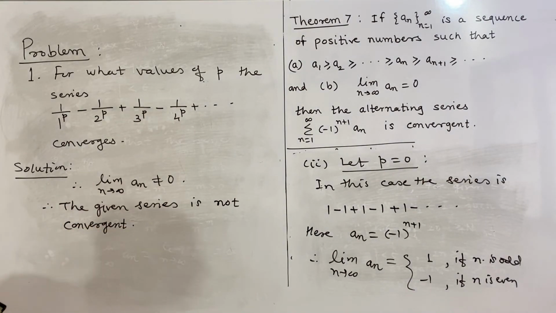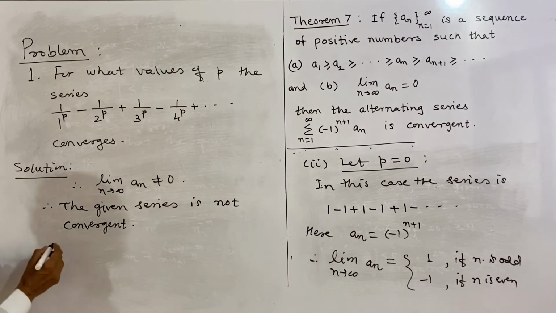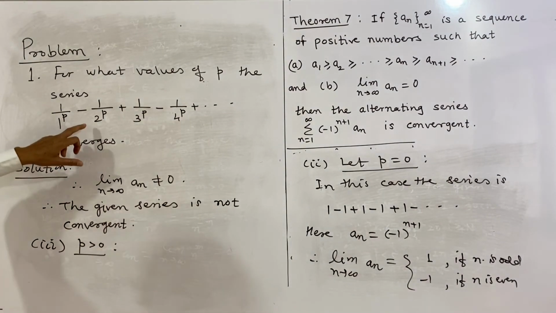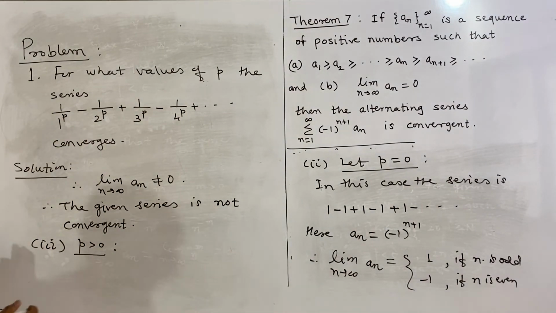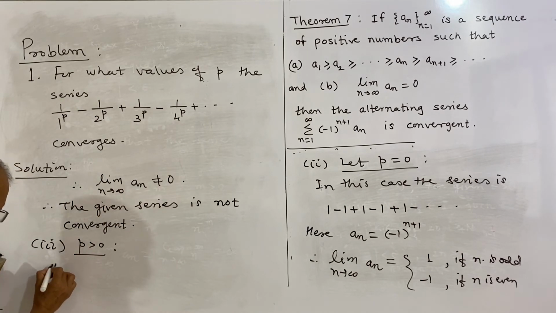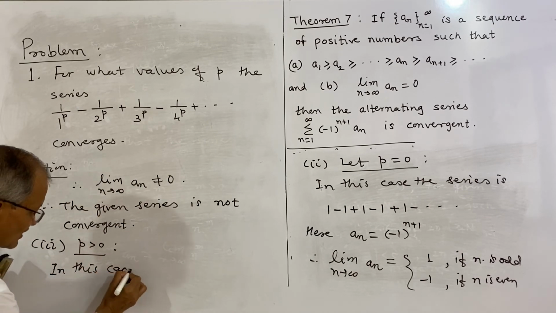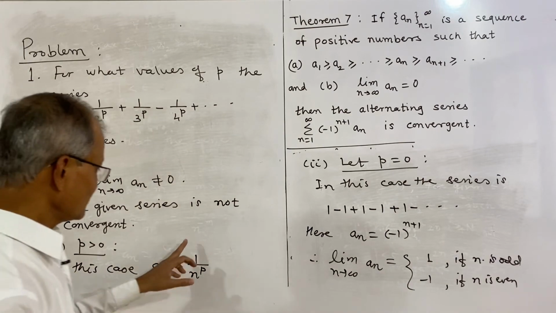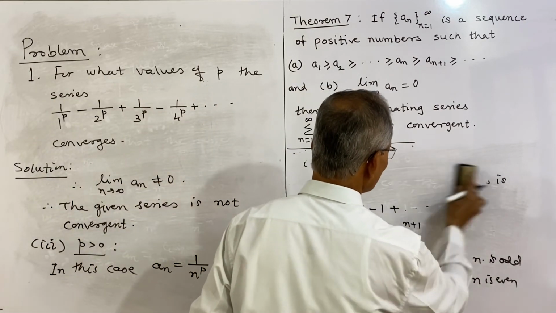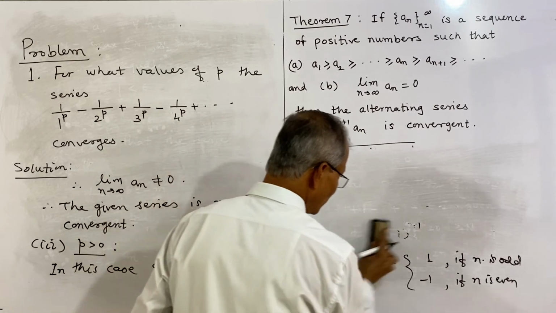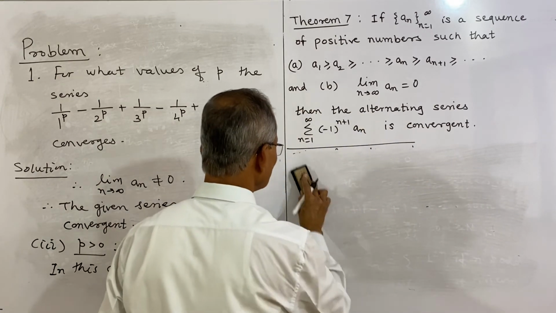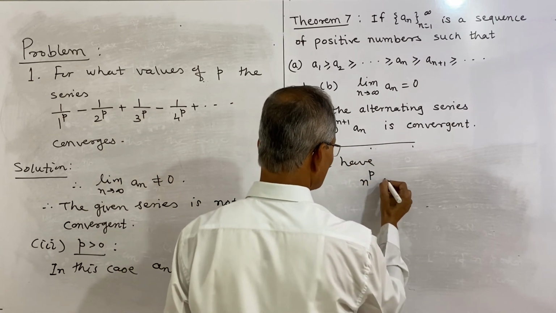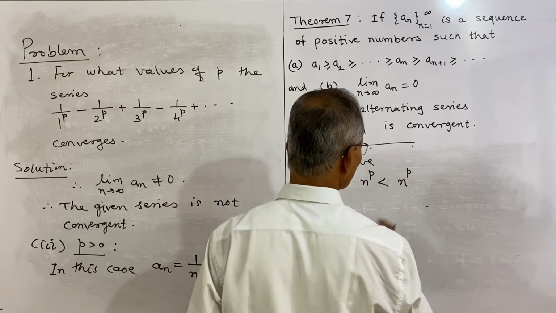Now the third case we shall consider: p is greater than 0. Case 3, p greater than 0, and in this case we have the series here. So in this case, what is a_n? a_n is 1 upon n power p, that is 1 over n to the power p. We have n power p is less than n plus 1 power p.